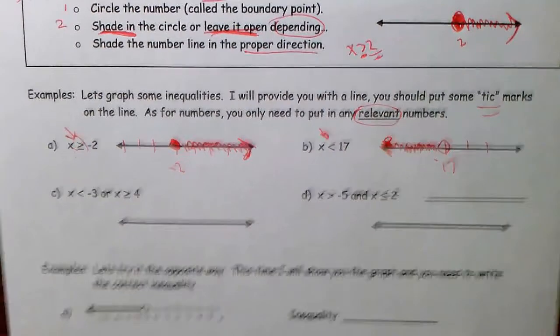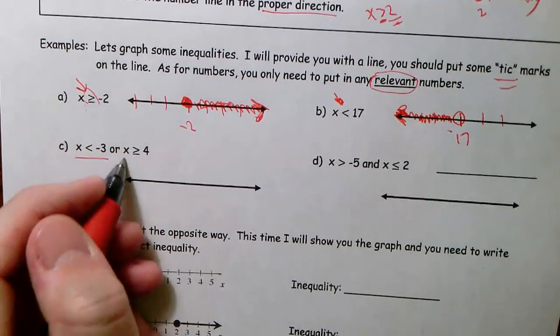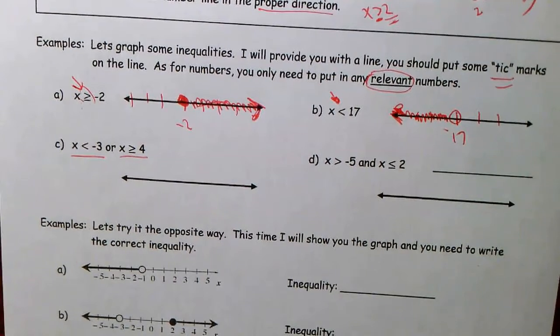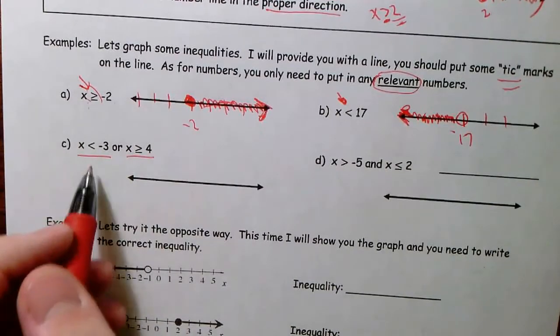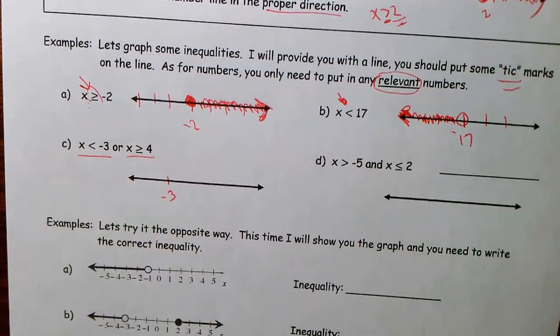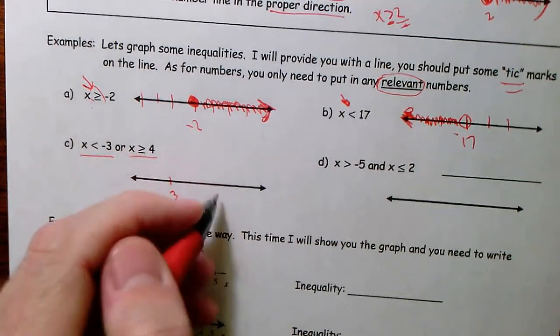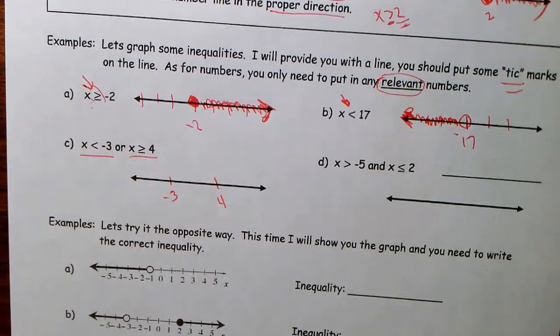All right, this brings us to two interesting ones. You can see this actually has two answers, which means you're going to have two areas on your number line shaded in. First, we have numbers that are less than -3. So I'm going to put the relevant number, -3, on there. And I have numbers greater than or equal to 4. So I also want to put the 4.